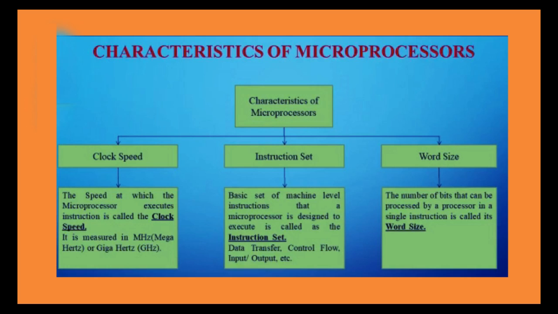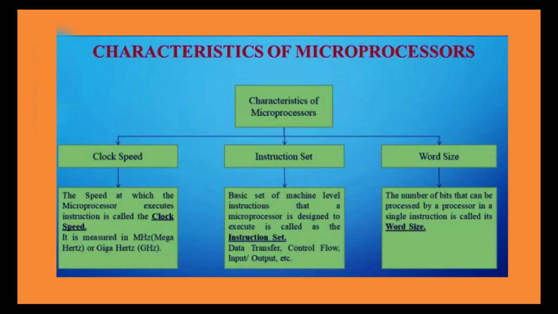The speed at which the microprocessor executes instructions one by one is called clock speed. The clock speed is measured in megahertz and gigahertz. The second characteristic is the instruction set.